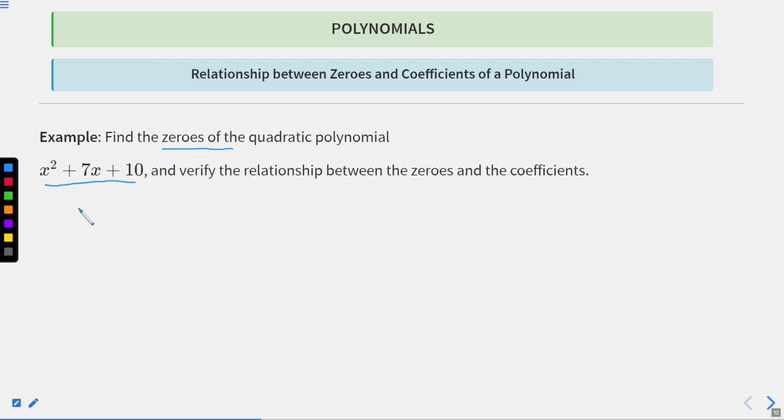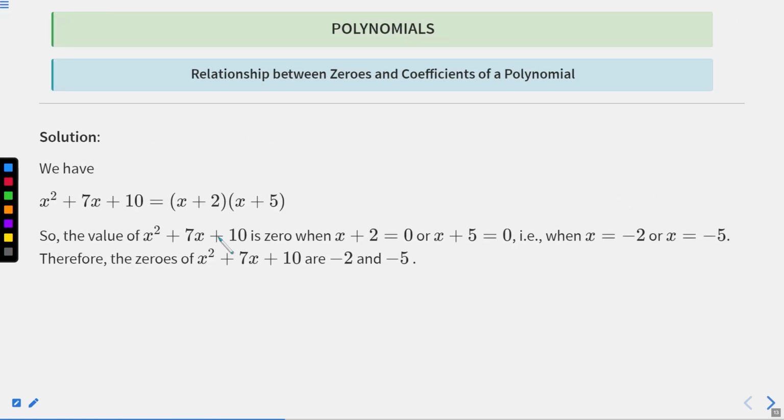So we can write x square plus 7x plus 10 as x square plus 5x plus 2x plus 10, and this is equal to x times x plus 5 plus 2 times x plus 5, which is equal to x plus 2 times x plus 5. So we have x square plus 7x plus 10 equal to x plus 2 times x plus 5.